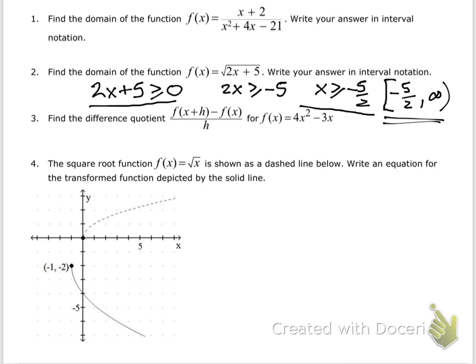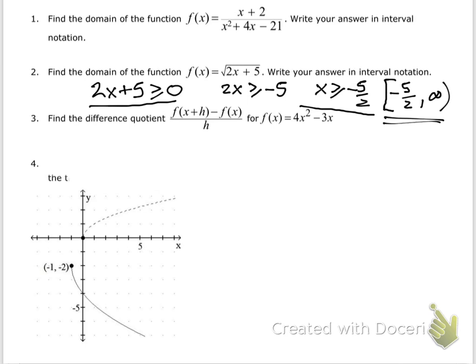Okay, question 3, the difference quotient. This always takes a little bit of time, so again, I'm just going to erase this space here to give me some space. Come back to that one. Okay, so we have 4x squared minus 3x. Now f of x plus h. This means replace the x with x plus h.